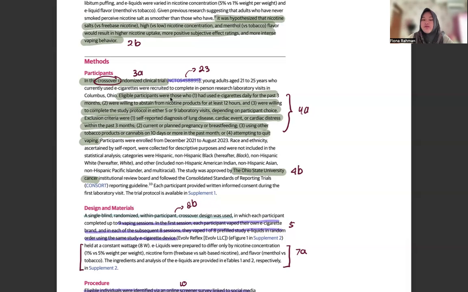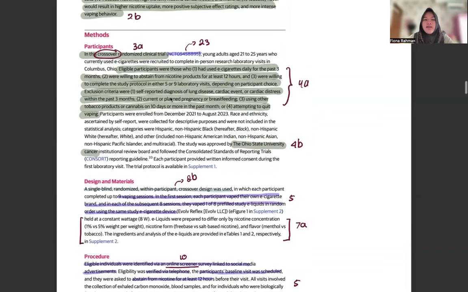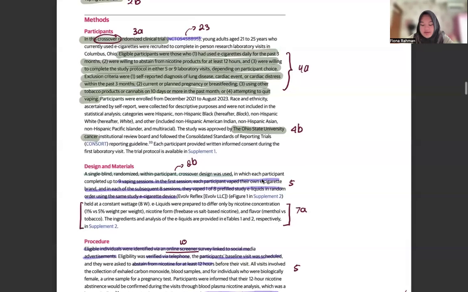And the exclusion criteria were: one, someone with a self-reported diagnosis of lung disease, cardiac event, or cardiac distress within the past 3 months; two, someone who currently has a planned pregnancy or is breastfeeding; three, someone who used tobacco products or cannabis on 10 days or more in the past month; and the last, someone who attempted to quit vaping. In this participant section, I also find the setting and location where the participants were enrolled. It is at Ohio State University.